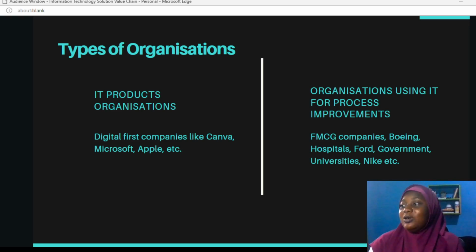So let's now look at the organizations that use IT for their process improvement. Think of Ford, think of Toyota, think of car manufacturers, think of your school, your university.